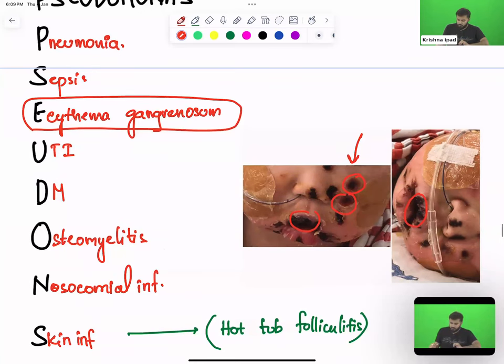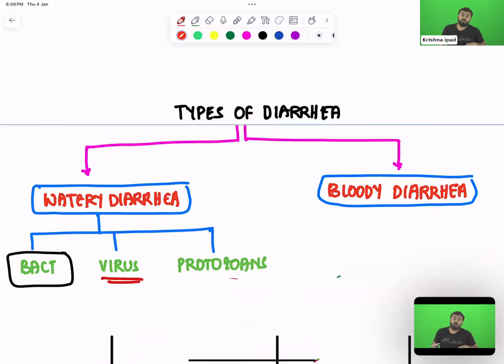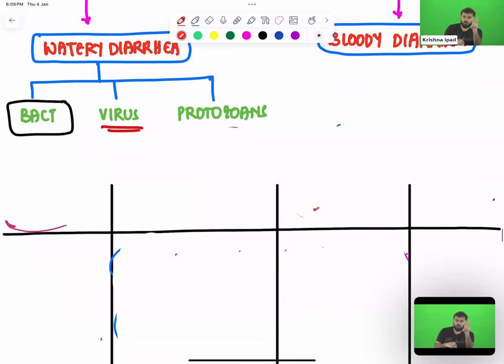Right? So now what we shall be doing is that we shall discuss the different types of diarrhea. You guys know there are two important types of diarrhea. One is called watery diarrhea. Another one is called bloody diarrhea. So what are the causes of watery diarrhea? There are three most important causes of watery diarrhea. There can be a bacterial cause, a viral cause, or protozoa causing this diarrhea.